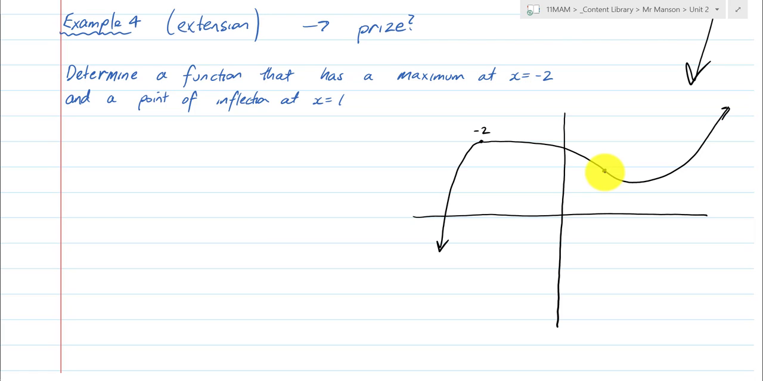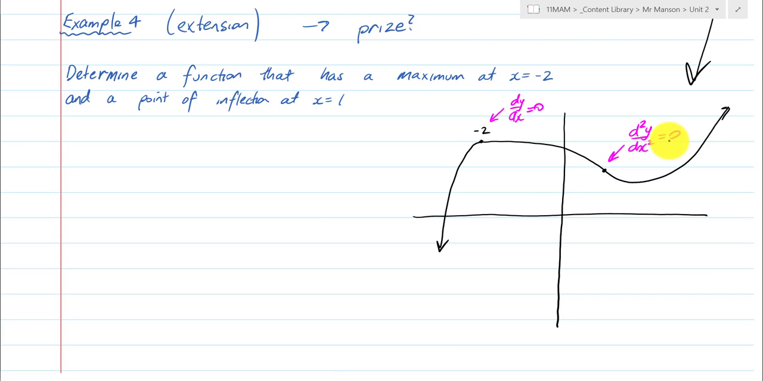So I'm going to use calculus here to help develop a generalised solution to this situation. The things I know is that at this maximum, dy/dx equals 0. And at this point of inflection, d squared y/dx squared equals 0. They're the two things I know for sure. So that's going to help me to build a solution to this question.